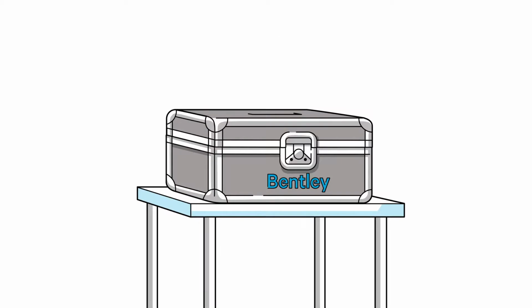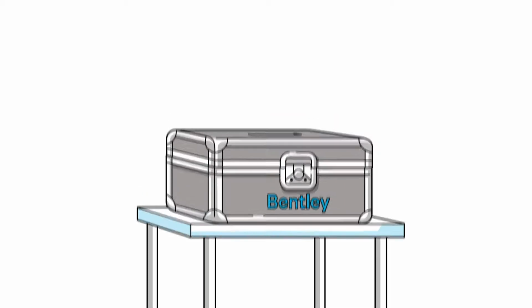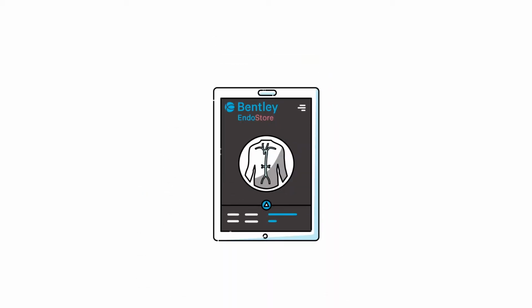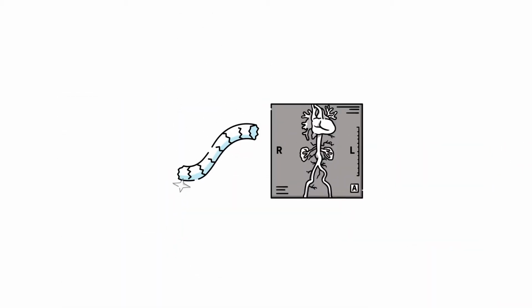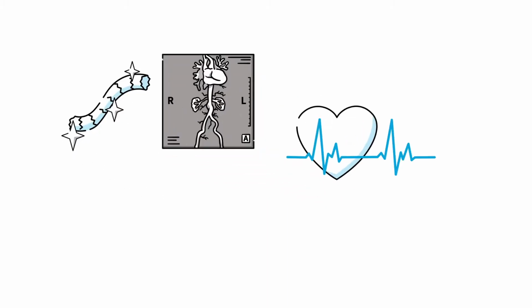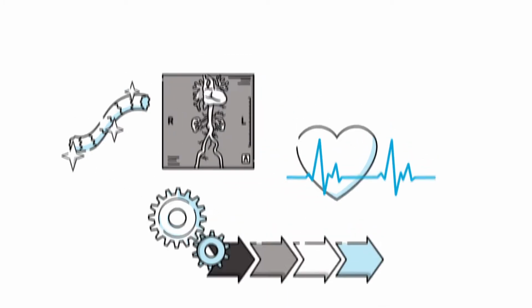Reliable, on-time delivery on the requested date, and your order arrives in our specially designed B-Box. With the easy-to-use EndoStore and the reliable new B-Box, the ordering process for your next endovascular procedure is as reliable and efficient as it can get. Simply great.